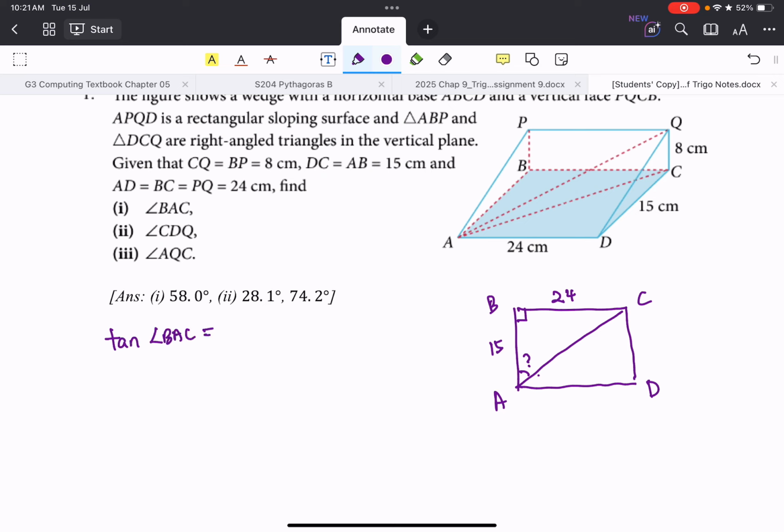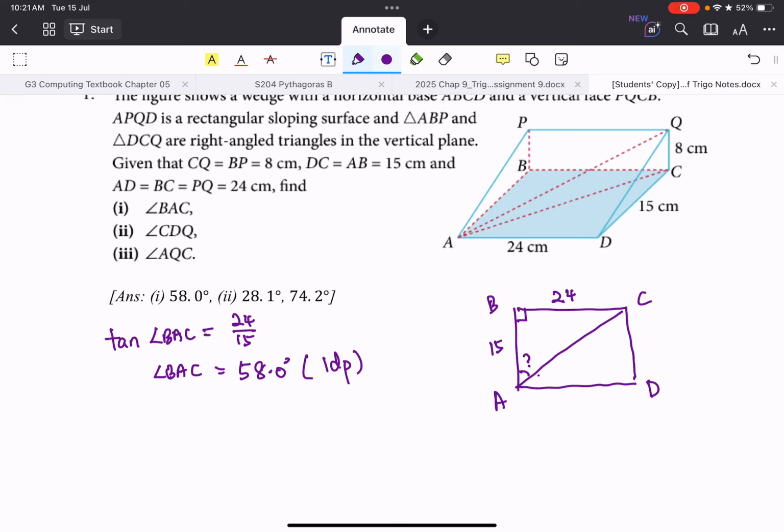BAC is equal to 24 over 15. Therefore, angle BAC will be the tangent inverse. Let me pull out my calculator. Tangent inverse of 24 over 15, and that will give us 57.99, which is 58.0 degrees when rounded off to 1 decimal place. Right? So that's the first part.